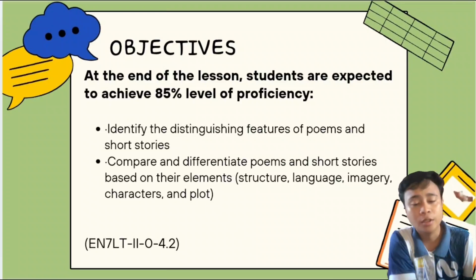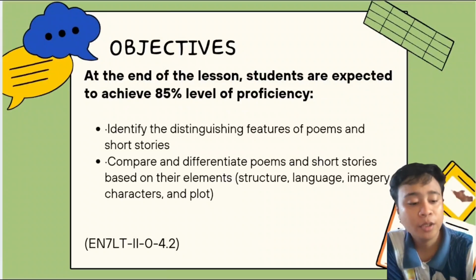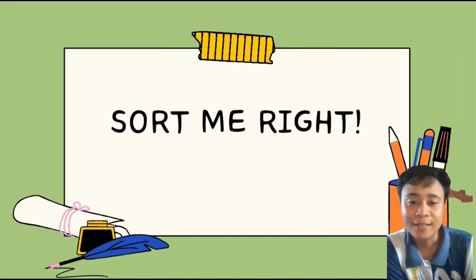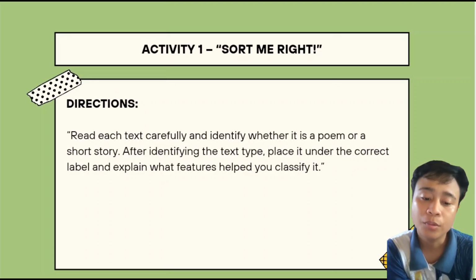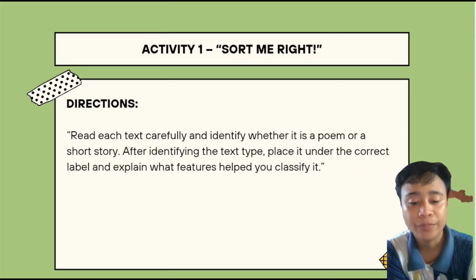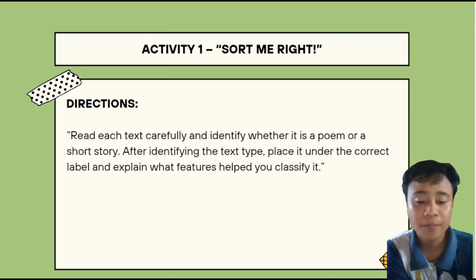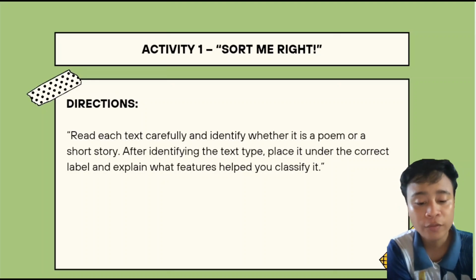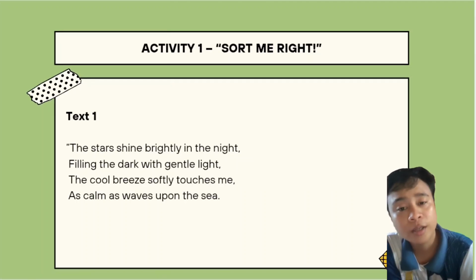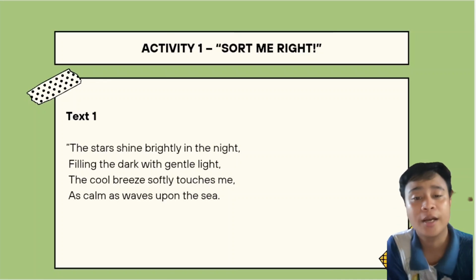Now that we have read the objectives, let us have another activity called Sort Me Right. The directions are: read each text carefully and identify whether it is a poem or a short story. After identifying the text type, place it under the correct label and explain what features help you classify it. Number 1 is text A. Okay, let me read it for you guys.